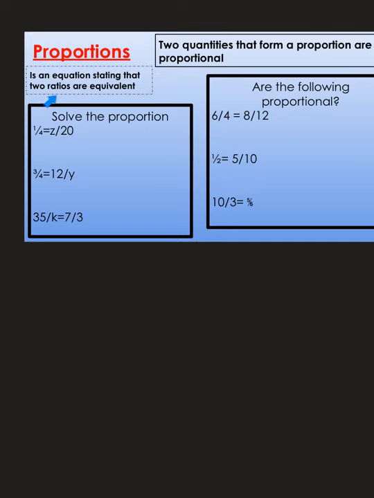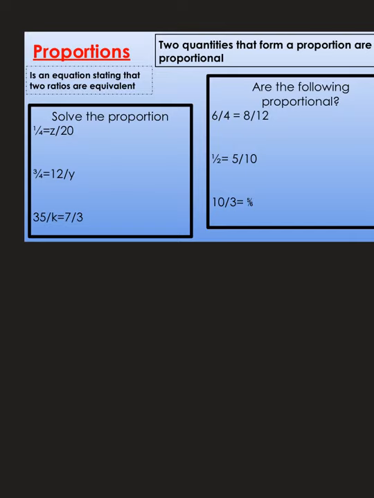A lot of times we see two fractions written side by side with an equal sign. Those would be proportions. Two quantities that form a proportion would also be known as proportional. So over here we have several different fractions that we're going to see if we can identify whether or not these make proportions or not.